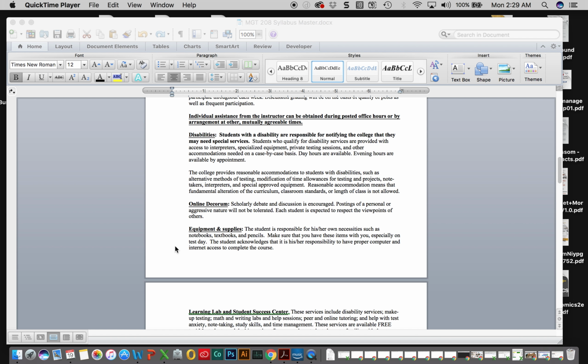Equipment and supplies. The student is responsible for his or her own necessities such as notebooks, textbooks, and pencils. At this point, all you need is your computer and internet access. I don't require any additional notebooks or textbooks or anything like that. Everything is online, so you should be able to get to everything there.